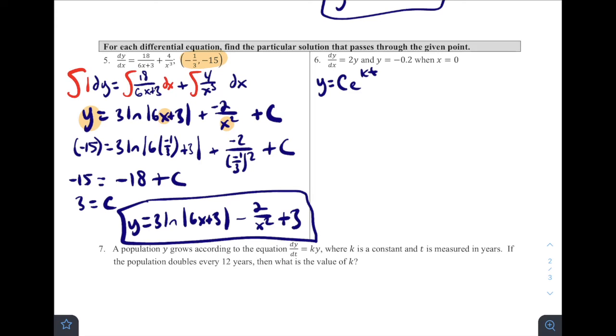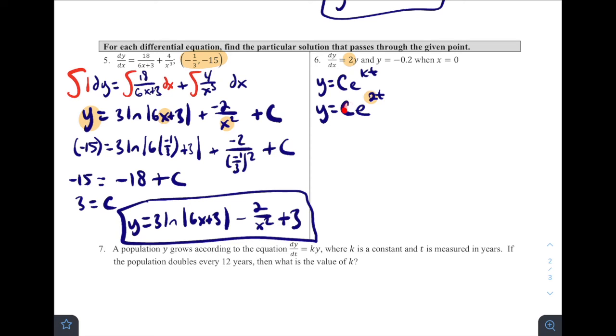What we can do here is we can say 2 things. We know we have an initial condition, but also the k value that we have is going to be the same k that's going to be here. So I know that y is going to be equal to c times e to the 2t. Again, that 2 is coming from right there.